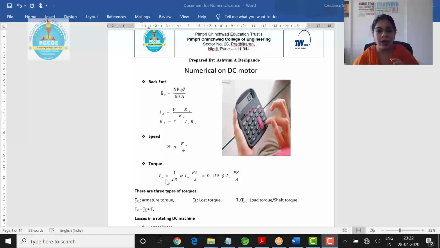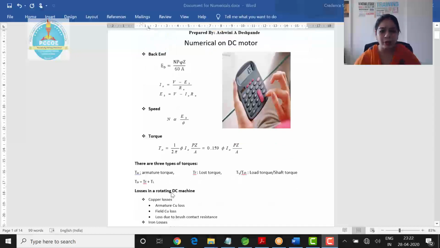Now there are two main things that you have to keep in mind while solving the numericals. For shunt motor, we are taking φ as a constant. So the equation of torque will be torque is directly proportional to I. And for series motor, φ is directly proportional to I. So the equation becomes torque is directly proportional to I square. So these two things: torque is directly proportional to I for shunt, and torque is directly proportional to I square for the series motor.